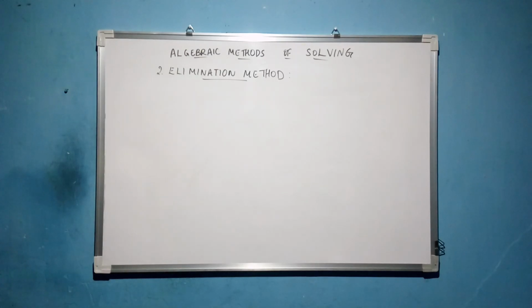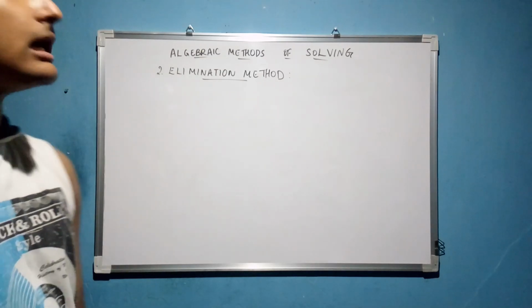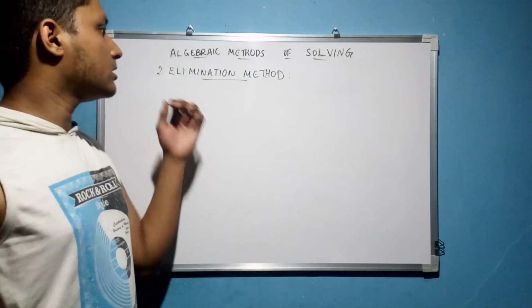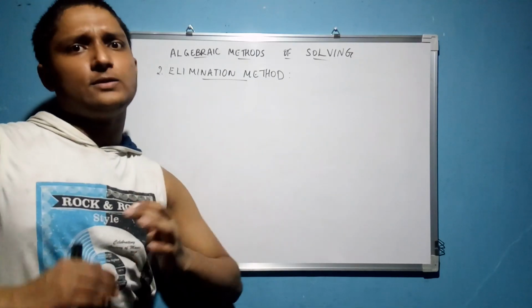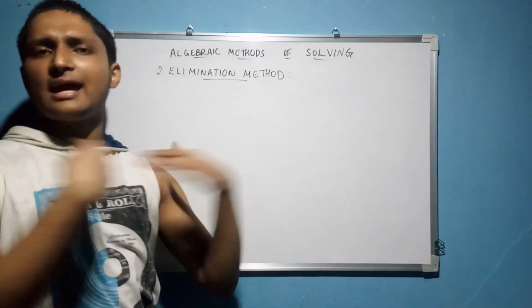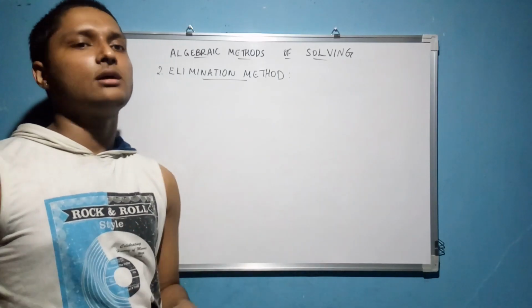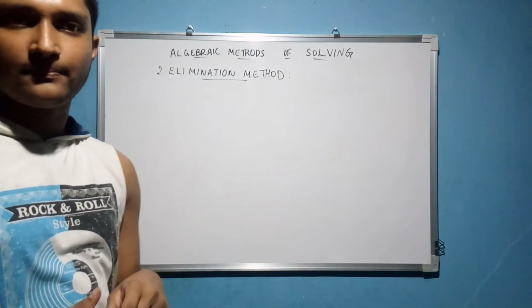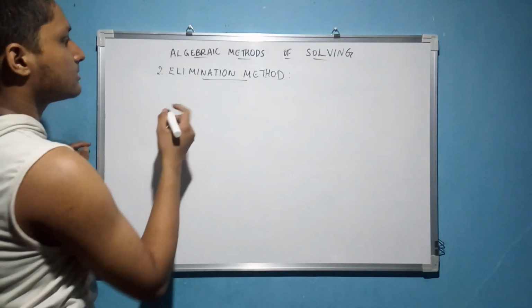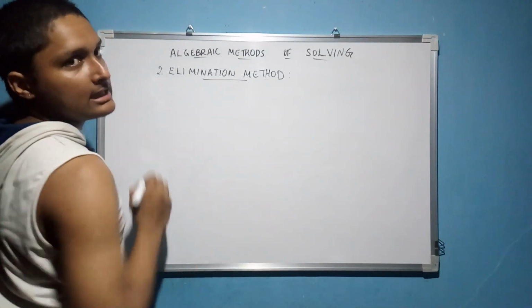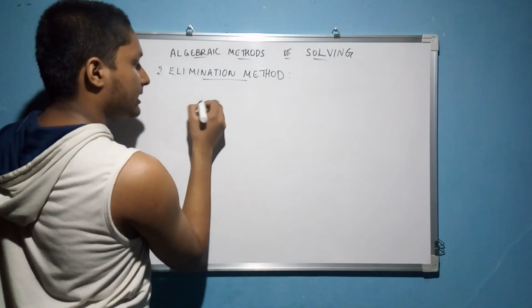Okay, now we are going to learn about the second method, that is the elimination method. Here the word suggests you need to eliminate something, that is, cancel something off and find the solution. For that we'll take one example and see how we are going to eliminate.